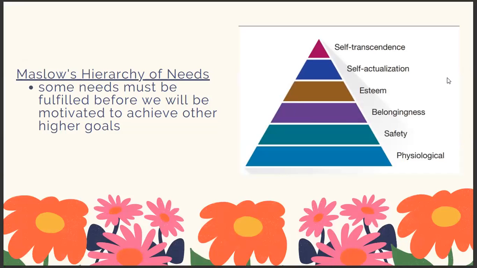Okay, next is we do things based off of a hierarchy of needs. According to Maslow's hierarchy of needs, we see this pyramid right here, and we have to go from bottom to top. We can't get to the top without having the bottom foundations first. So some needs must be fulfilled before we will be motivated to achieve other higher goals. So physiological needs, that's food, that's water, that's shelter, that's just our basic needs taken care of.